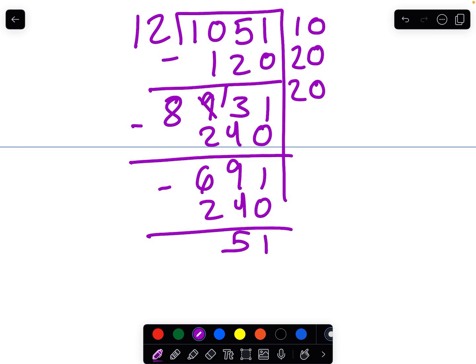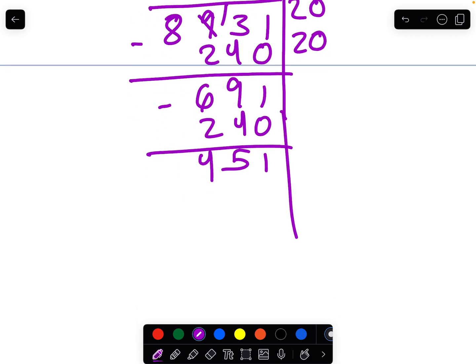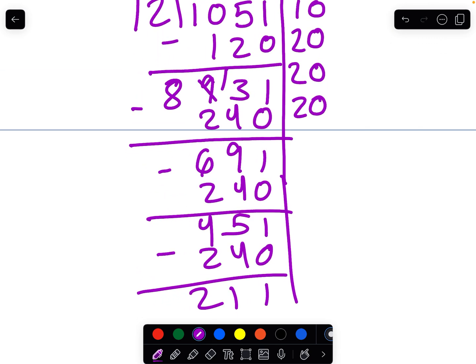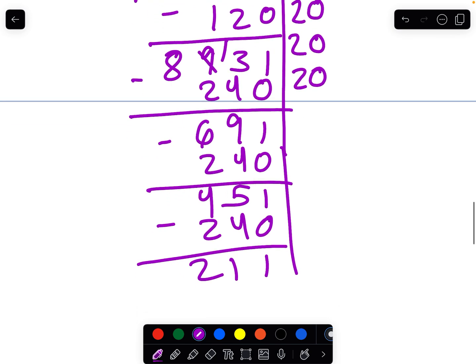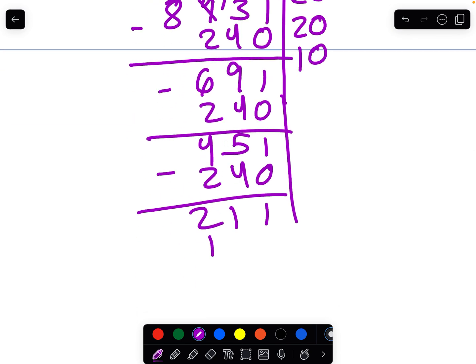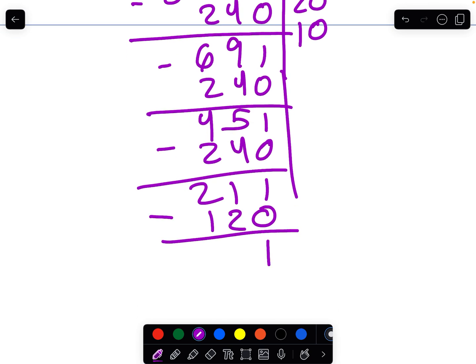Subtract. Keeping on going. Oh boy, this is going to be a problem that is definitely more involved. So now we're at 211. How many times can 12 go into 211? Well, it can't go in 20 times. That's going to be too high. So we'll go back to 10, which is 120 minus, all right, 1. Okay, we're ending up with 91.